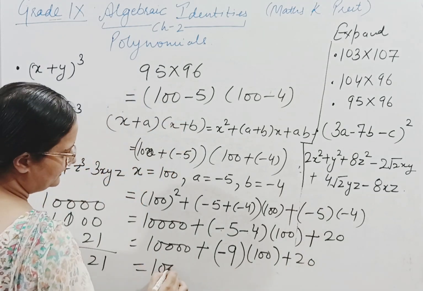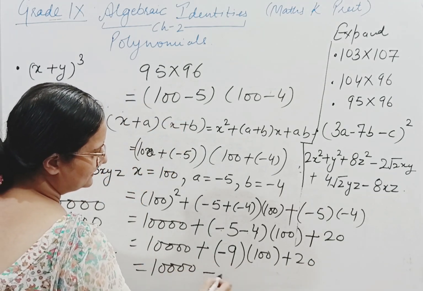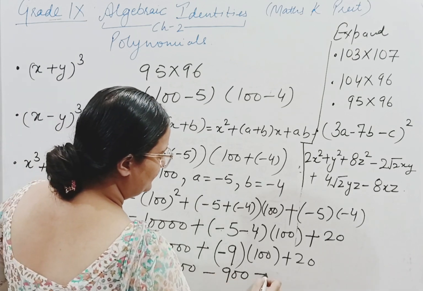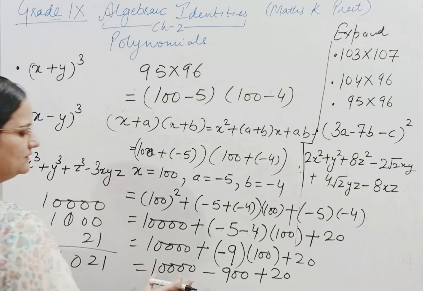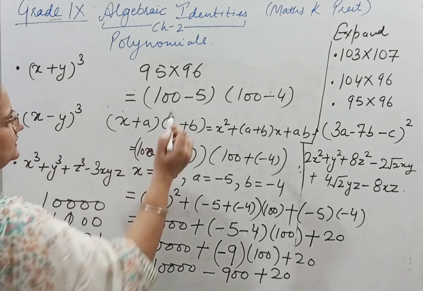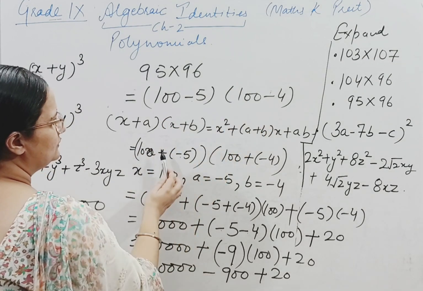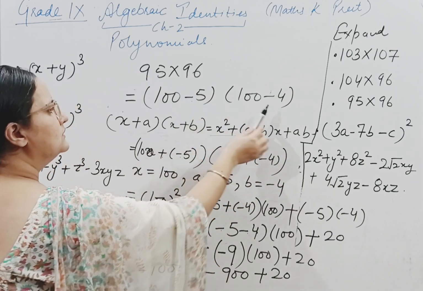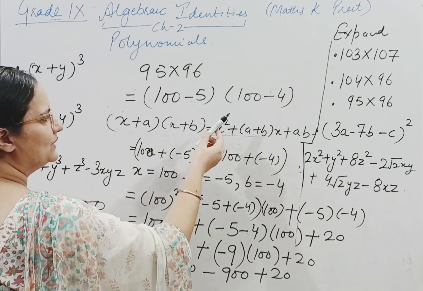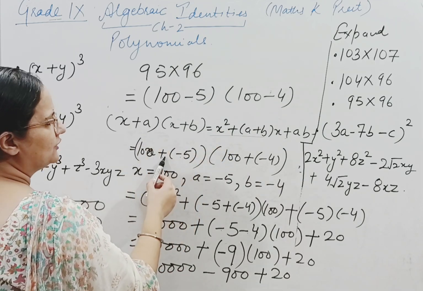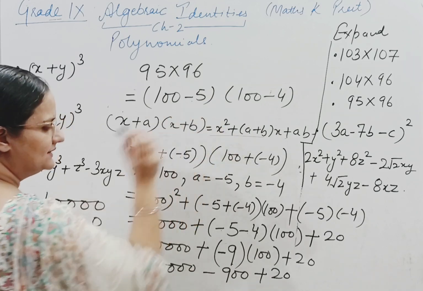So this is equal to, again, 10,000, plus minus is minus. Now we can multiply this 9 with 100, so I am getting 900, plus 20. So we have these three values. We can easily solve and get our answer. This was the procedure for how we can change these minus signs into plus and make use of this identity when we have minus in both the brackets, or even in a single bracket. If we are getting minus, we can make use of this plus sign to get the minus and we can apply this identity.